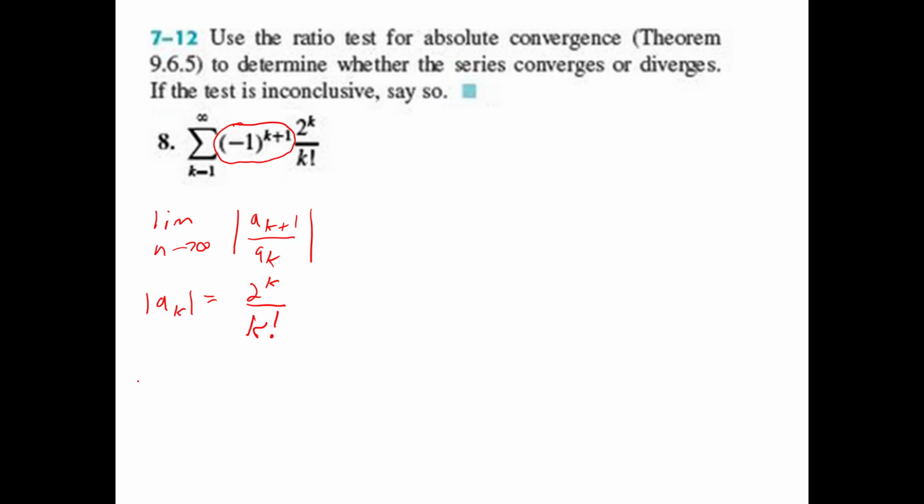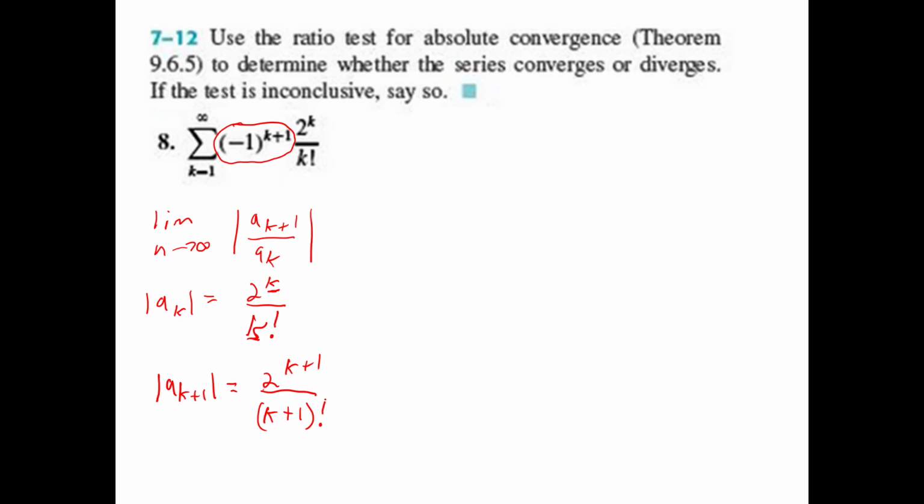Okay, so then the absolute value of a sub k plus 1 is just to go and substitute in k plus 1 everywhere you see a k. So you're going to substitute a k plus 1 there and a k plus 1 there. So you will get 2 to the k plus 1 divided by k plus 1 factorial.